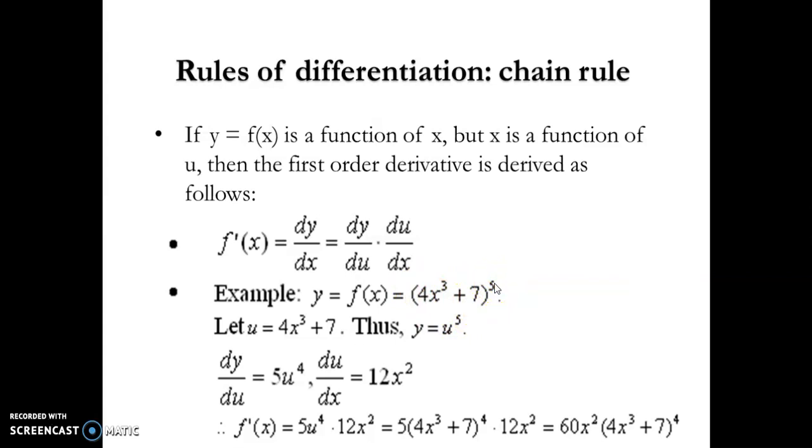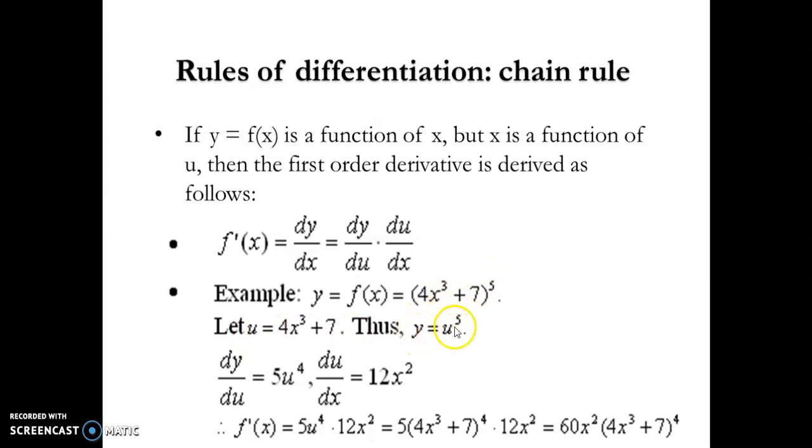So if you think mathematically, what would you ordinarily do? You would do what is in the brackets first, and then raise it to the power of 5. So you have an inner function and an outer function. So we're going to let our inner function equal to u. Thus, we can rewrite it as y is equal to u. This portion over here, we let it equal to u raised to the power of 5.